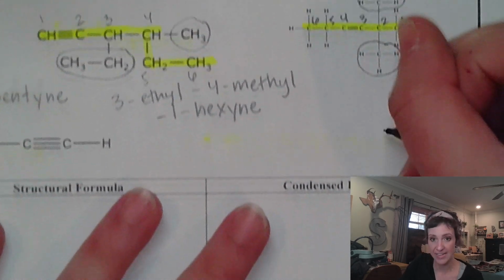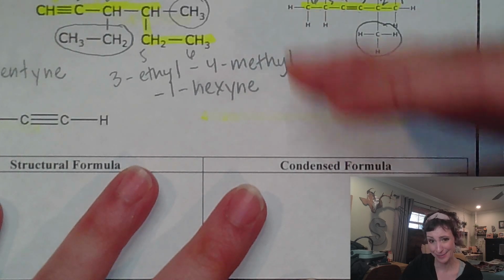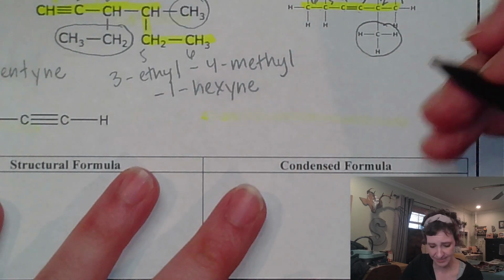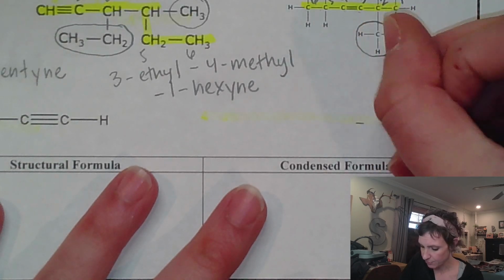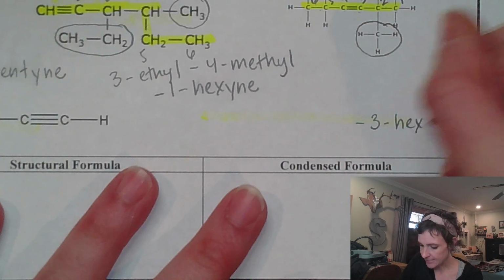So I'm going to give myself a little bit more space to write my branch groups because I think I'm going to learn my lesson from last time. So this is a 3-hexyne.